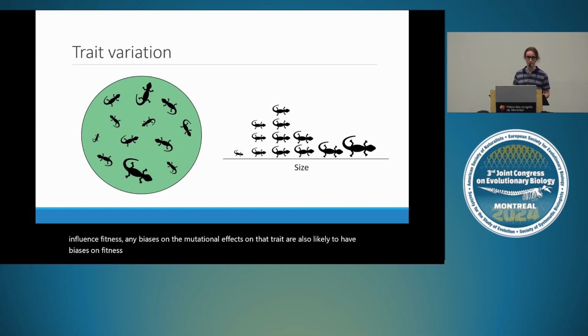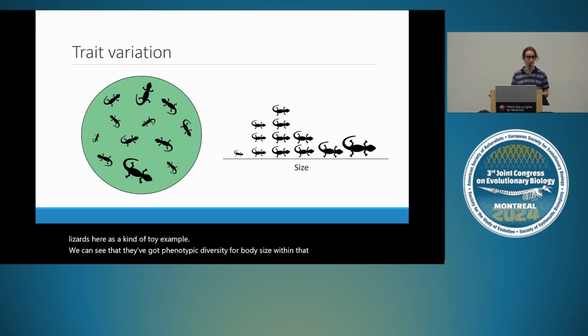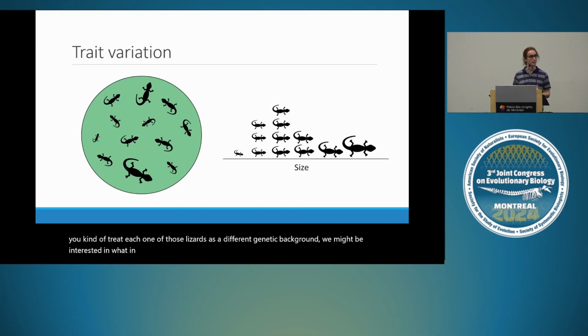Populations also carry a lot of phenotypic diversity, so if mutations differ among individuals with different trait values, then that could shape how traits further evolve. Using this population of lizards as a toy example, they've got phenotypic diversity for body size, and if you treat each of those lizards as a different genetic background, we might be interested in whether there's a difference between those backgrounds that are really small and those that are really large, or, alluding to some of the results I'm going to show you later, between those that are more average size versus those that are a little bit more extreme.